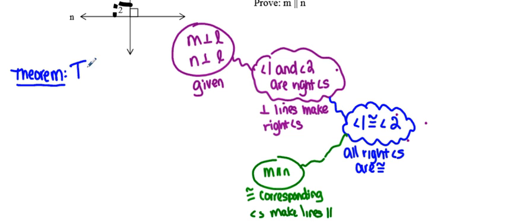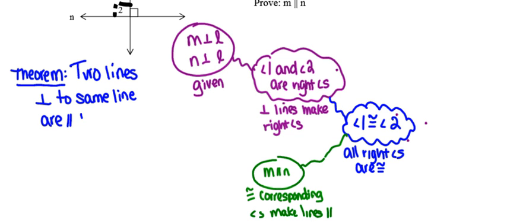So I'm going to say this theorem states that two lines that are perpendicular to the same line are parallel to each other.